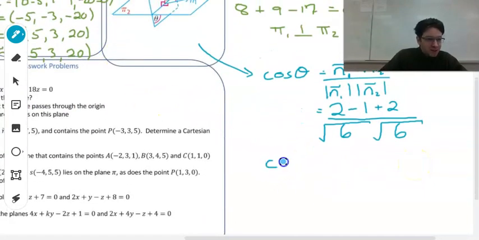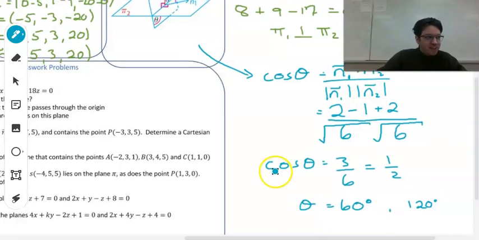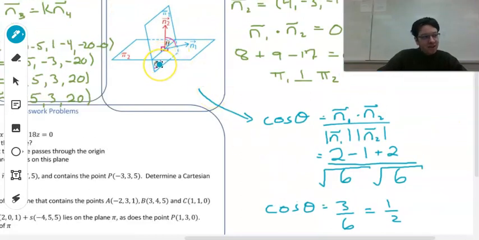So this gives us cos theta is equal to, that's just 3 over 6, which is just 1/2. And if you remember your special angles, that means that theta is 60 degrees. But it would also be okay to say it is 120 degrees. Usually when you state the angle between planes, you state the acute angle, but it's also fine to state the obtuse angle as well.